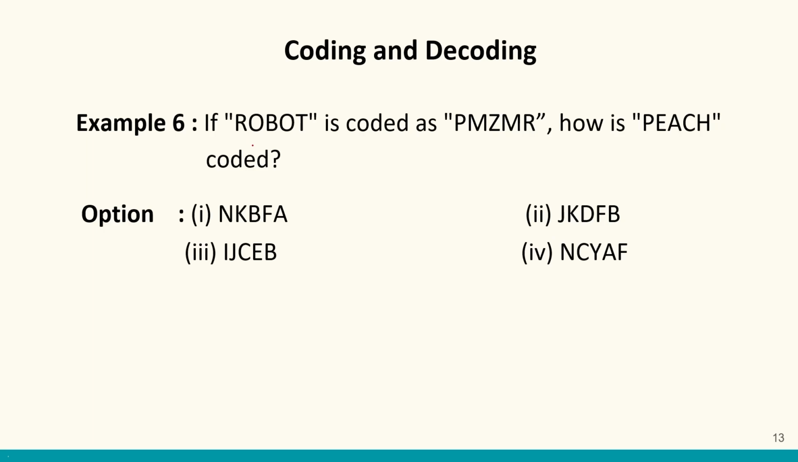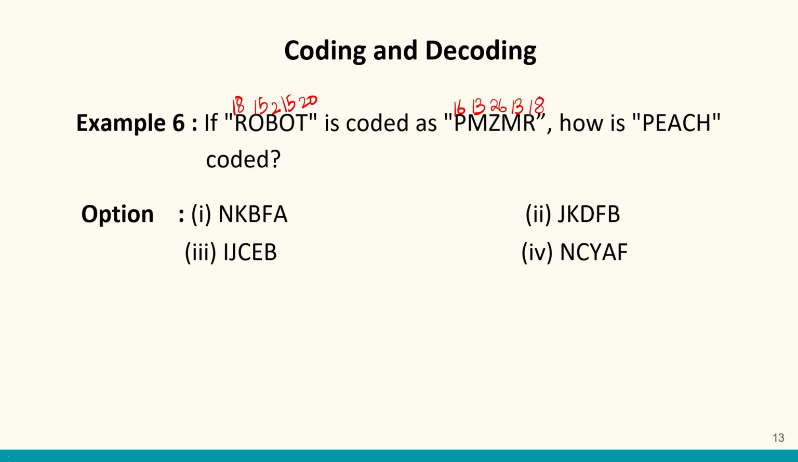Then similarly, we have to find the pattern for robot. If I write the ranks, R is ranked at 18. O is ranked at 15. T is ranked at 20. B is ranked at 2. If I look here, P is ranked at 16. M is ranked at 13. Z is ranked at how much? 26. M is ranked at 13 and R is ranked at 18.